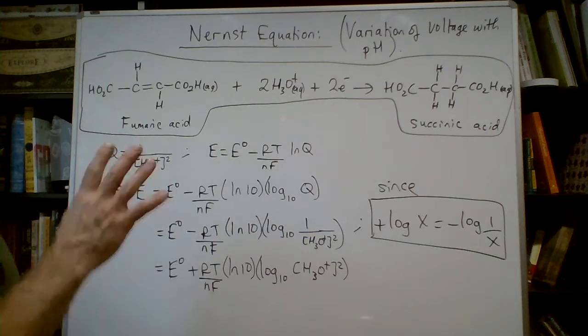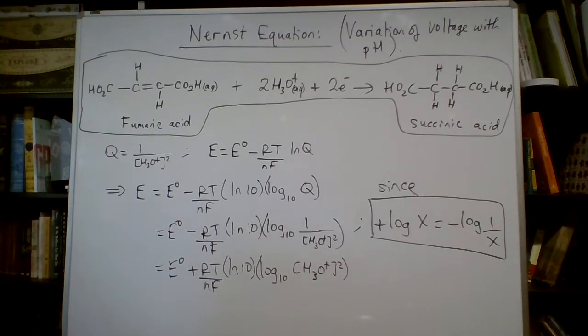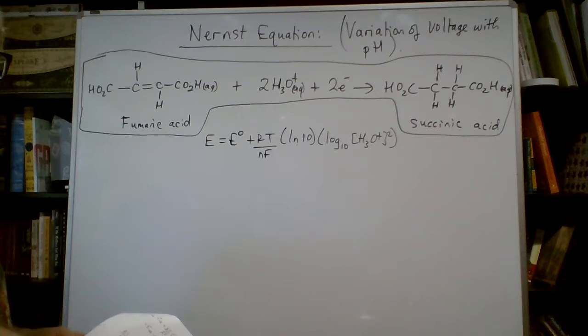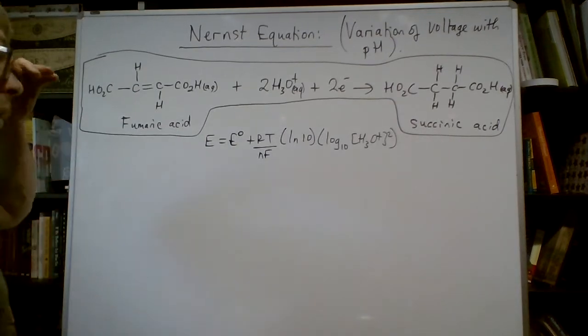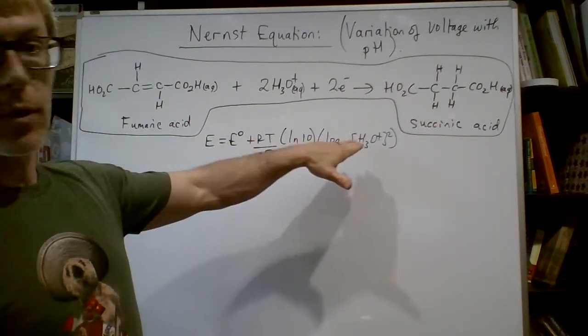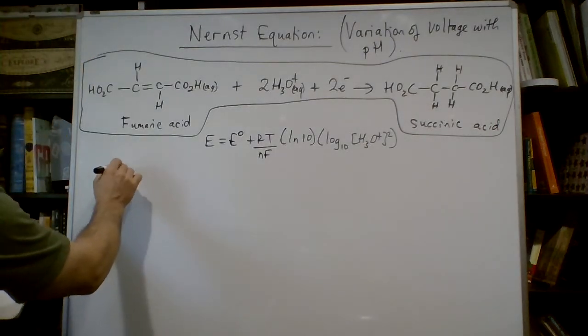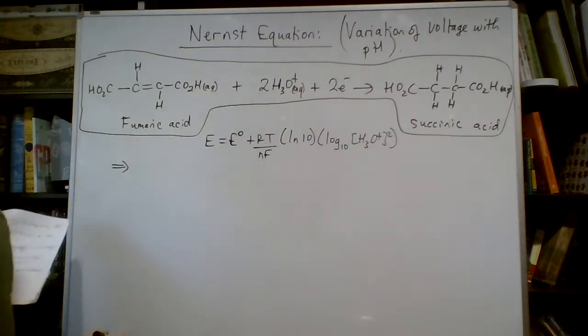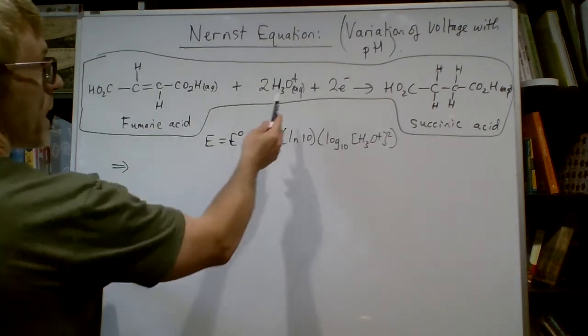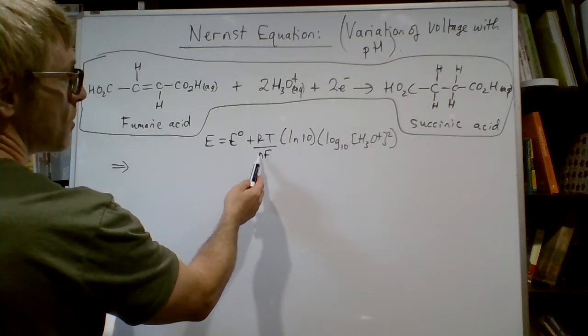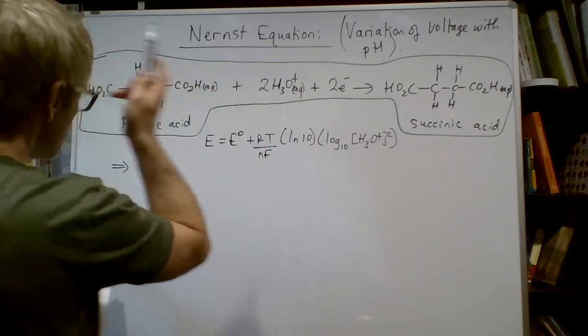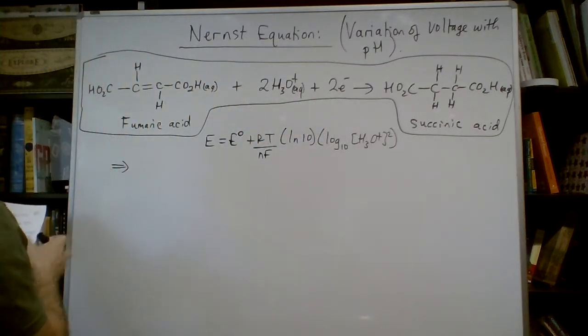I'll clean this board, we'll continue our discussion momentarily. Okay, so we left off in the previous board with this expression here, so let's continue. Let's put values of n back in now. We know from our equation here that n, the number of moles of electrons, is 2. So we can put that in.